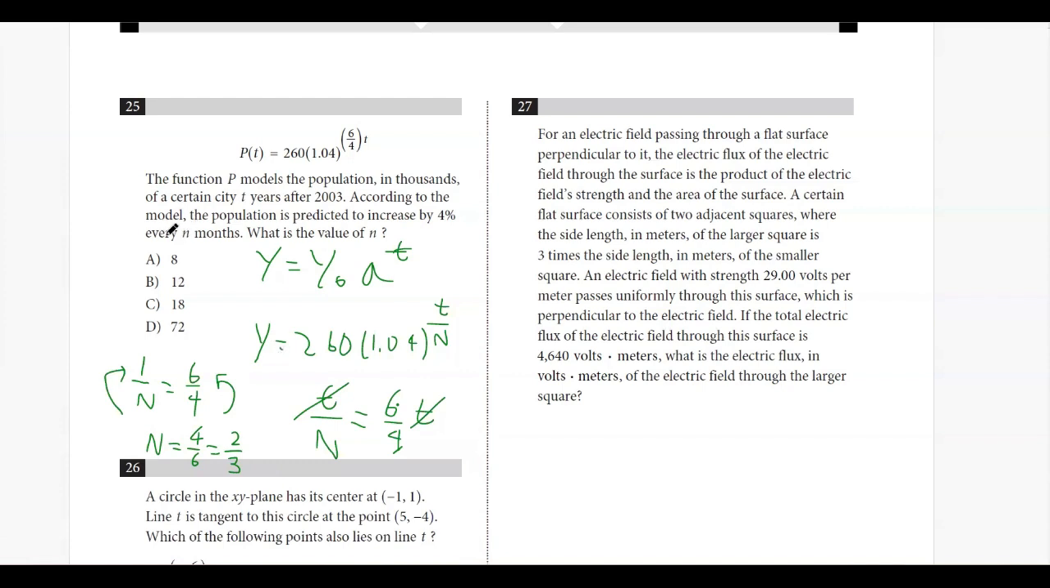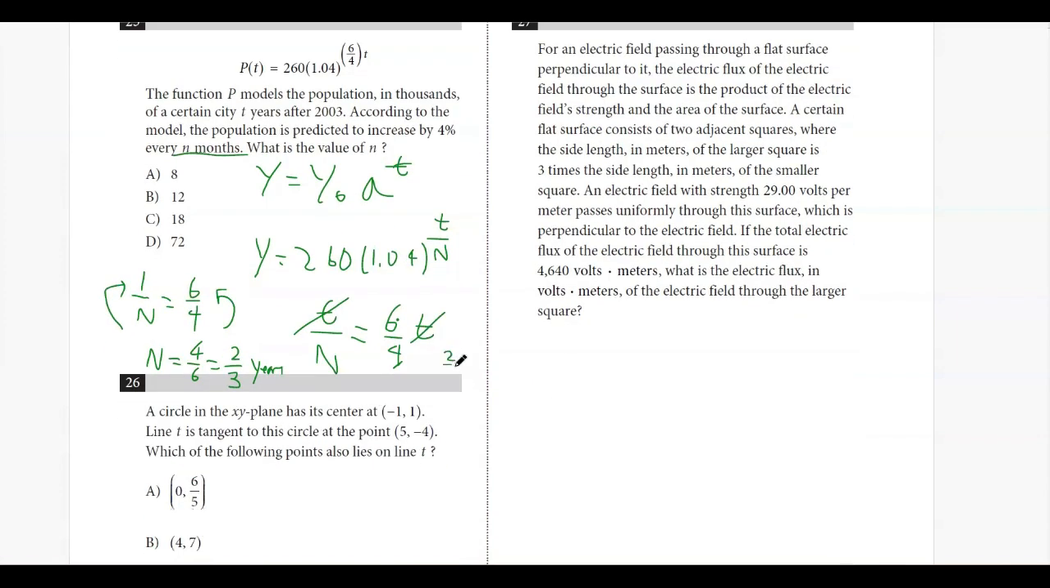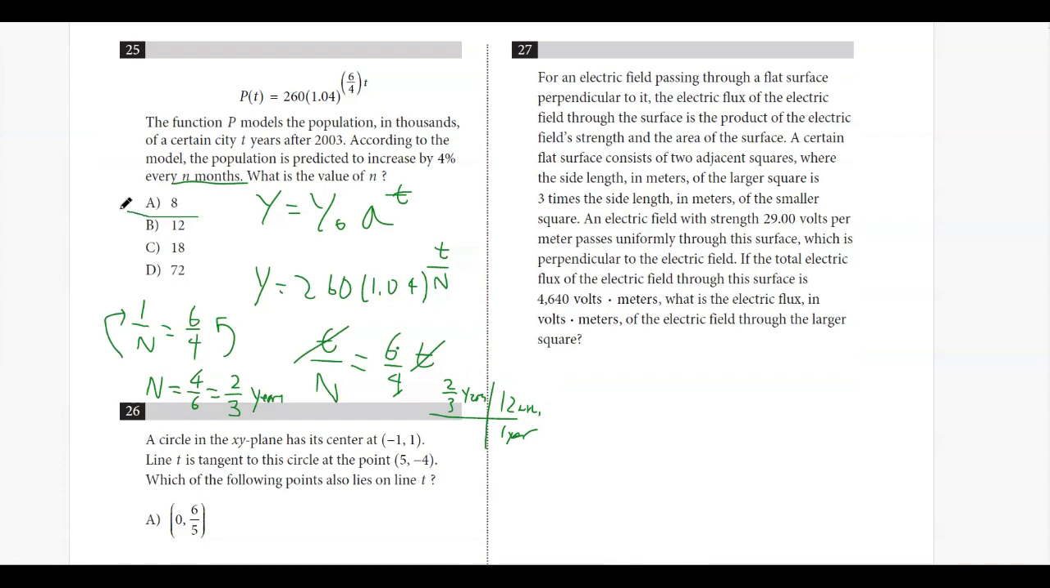And it says every n months. This here is in years, so I need to convert from years to months. So 2 over 3 years. So 1 year, we have 12 months. What's 2 over 3 times 12? That is 8. So 8 is the correct answer. So that's A.